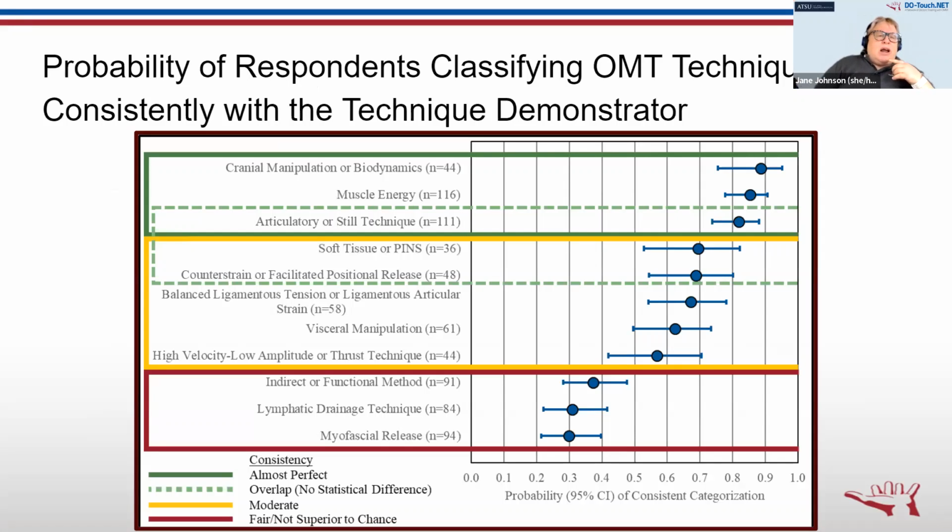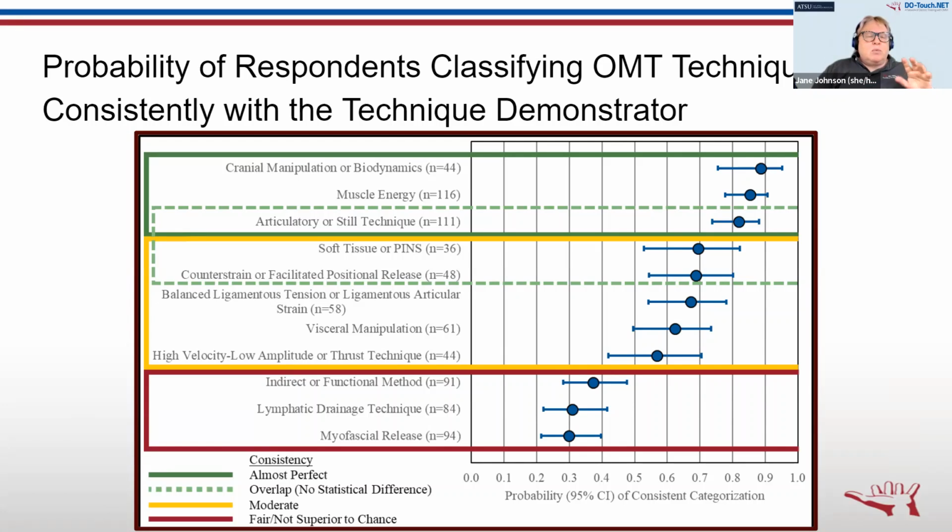So this is a graph of the probability that the respondents classified the technique being demonstrated consistently with what the demonstrator called it. The brackets, a yellow, a green and a red bracket, are technique categories where there was no statistically significant difference. In the almost perfect category, we have cranial manipulation or biodynamics, muscle energy, and articulatory or still technique. At the bottom are three technique categories that weren't significantly better than chance.